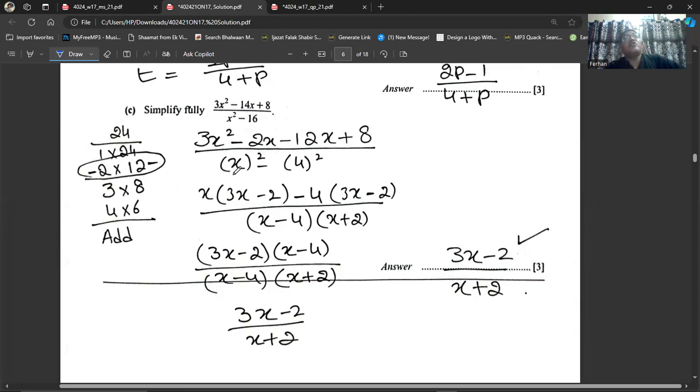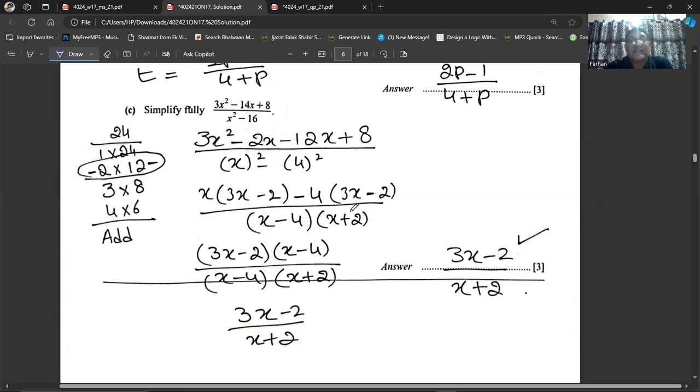From the first two terms in the numerator, you can see x is common. So in the bracket, you will have 3x minus 2. From the last two terms in the numerator, minus 4 is common. So in the bracket, you will have 3x minus 2. In the denominator, because you have x squared minus 4 squared, a negative between two perfect squares, it will become x minus 4, x plus 2. X minus 4.